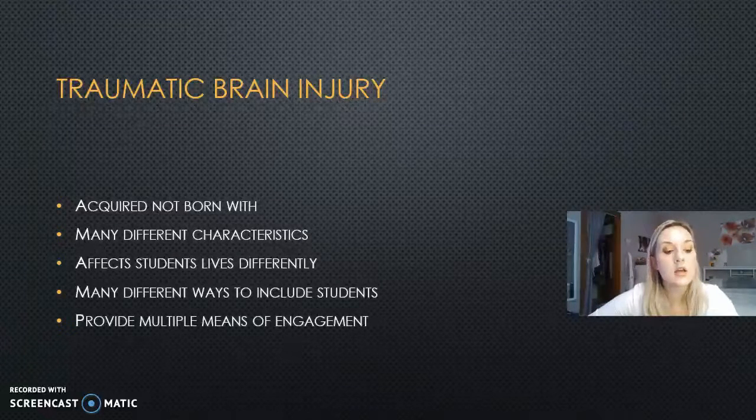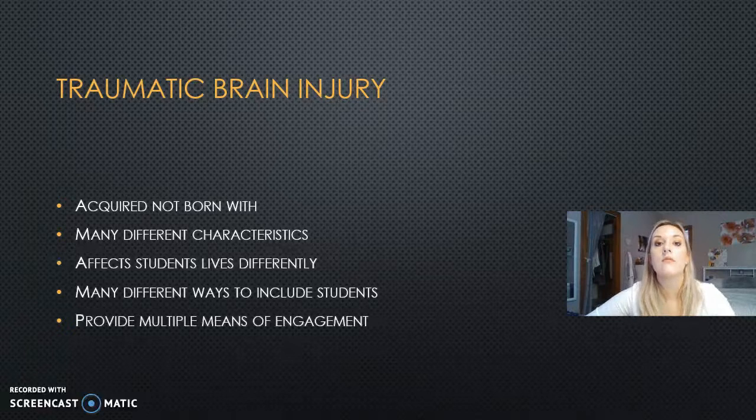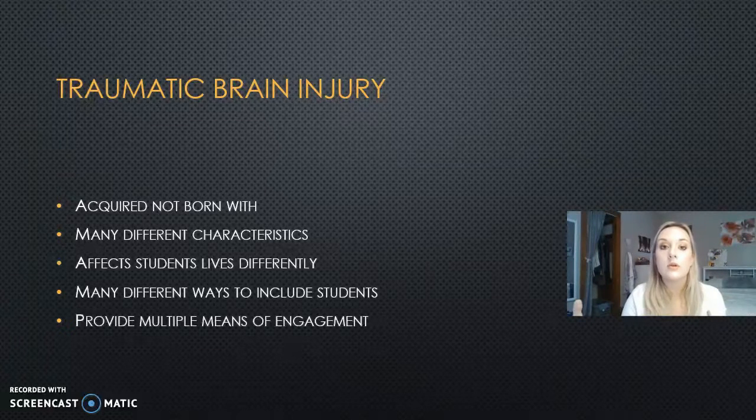Ways to implement the universal design for learning would be to provide multiple means of engagement, because obviously you're still going to have some students affected this way, some students affected that way, so I need to make sure everyone is engaged. That way they can all learn from my lesson.